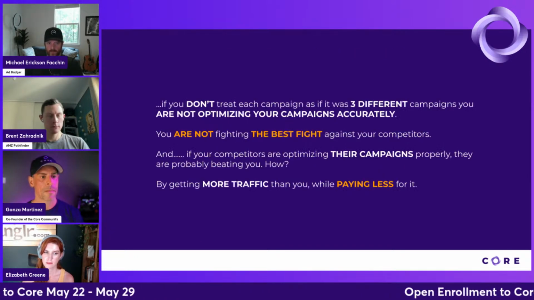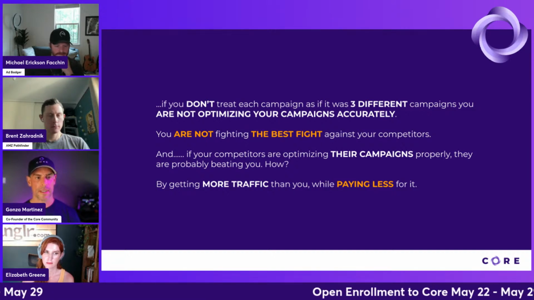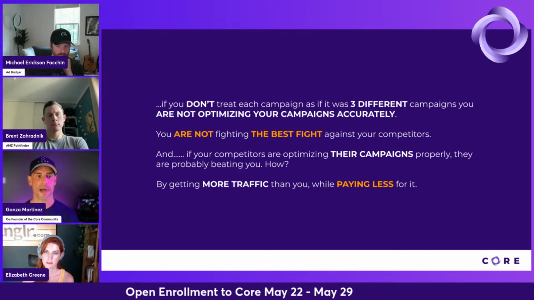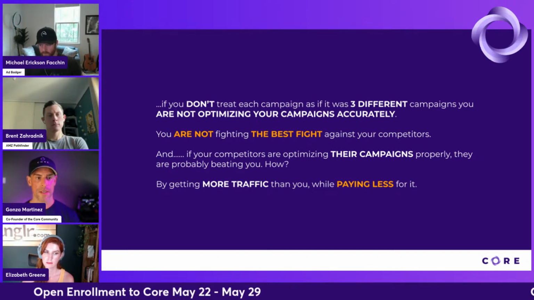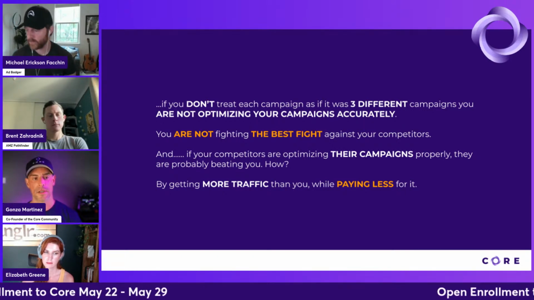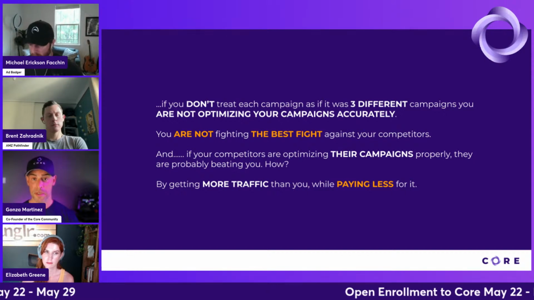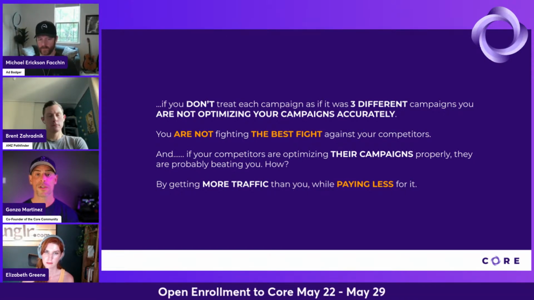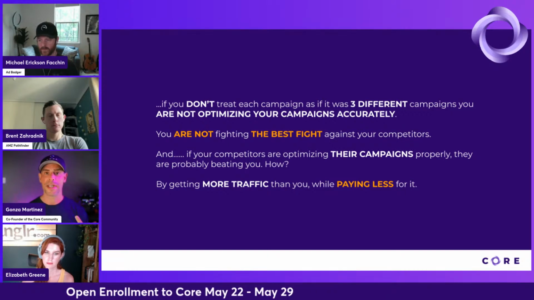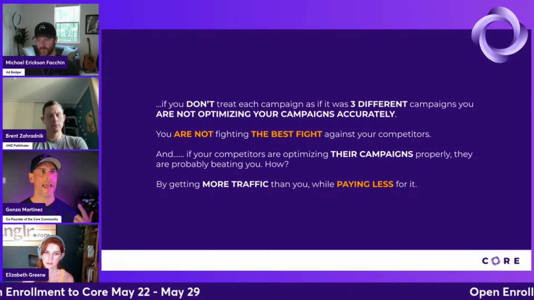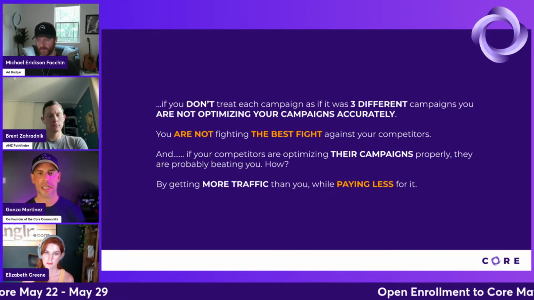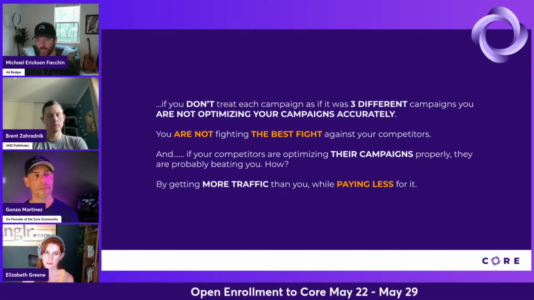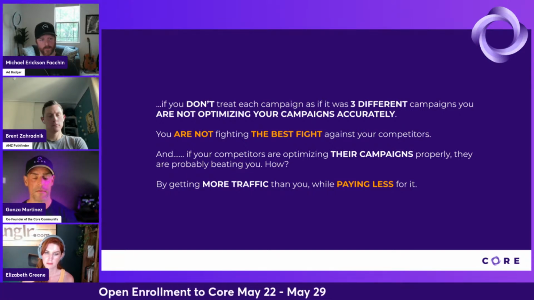So if you don't treat each campaign as if it was 3 different campaigns, you're not optimizing your campaigns accurately. You're not fighting the best fight against your competitors. And if your competitors are optimizing like the 1%, most probably they're beating you. How? Those are the ones that you're always wondering, how can someone withstand a $3 or $4 CPC within this category? How are people making money? Well, I'm pretty sure that they're not paying $4 a click.